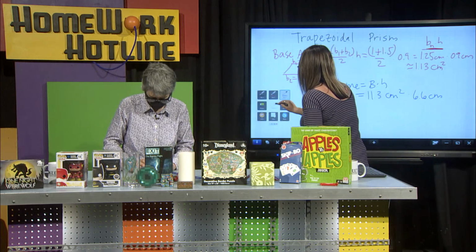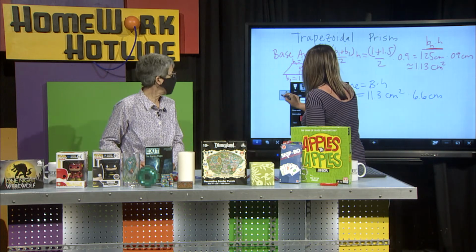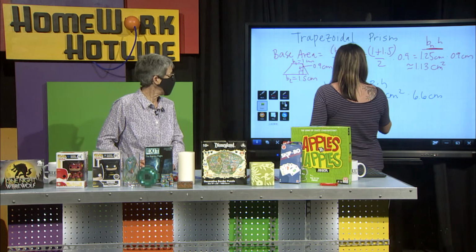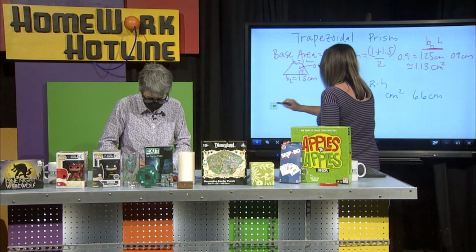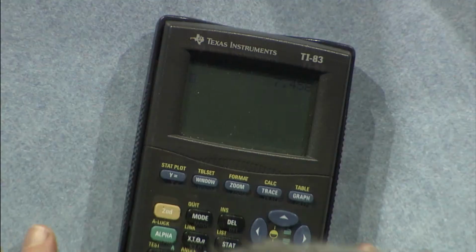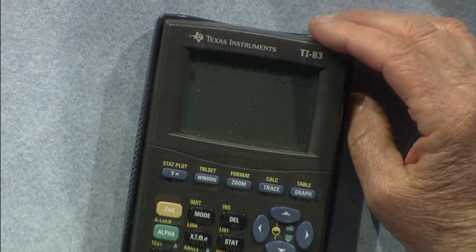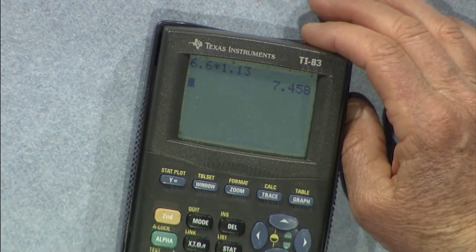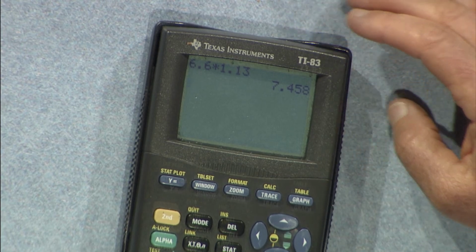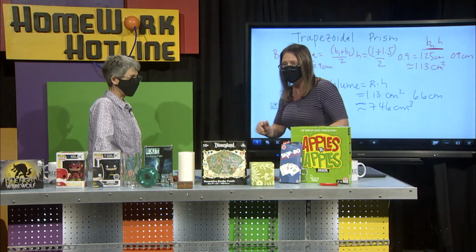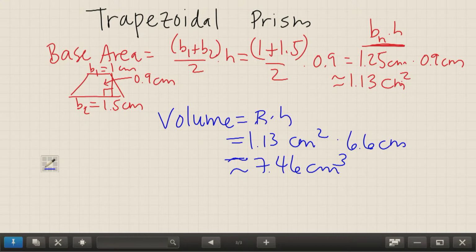Okay. This is 1.13 though, times 6.6. Is it 11.3 or 1.13? It's 1.13, and I have the answer when you're ready. 1.13 times 6.6 equals about 7.46. That makes way more sense. Okay, good. This makes sense that it is 3 cubic centimeters, not 1. Yes, much more likely.